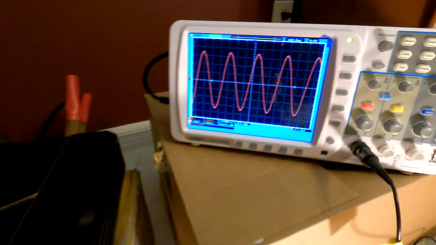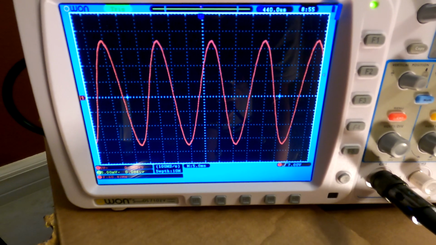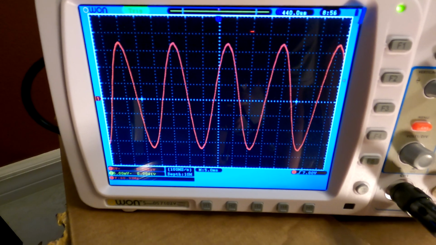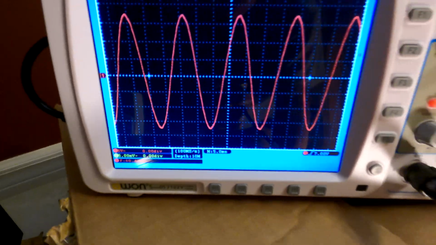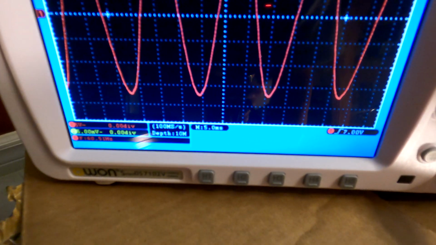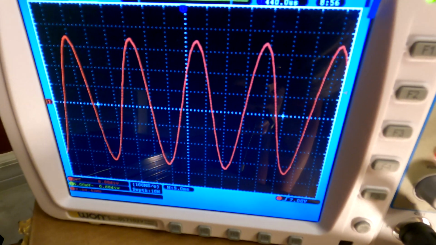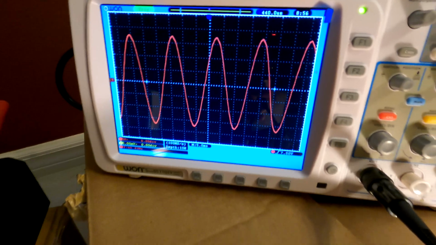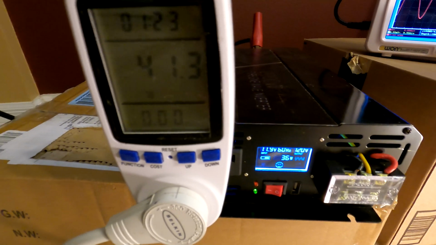Okay, so this is the actual measure of this voltage. It's showing a pretty good pure sine wave there, so it's not a modified sine wave at all. This is a pure sine wave, and you can see on the bottom here that it's saying exactly 60.42 hertz. So I'm quite happy with that. I think that's a pretty good AC signal. Again, it's holding steady at 41.3.